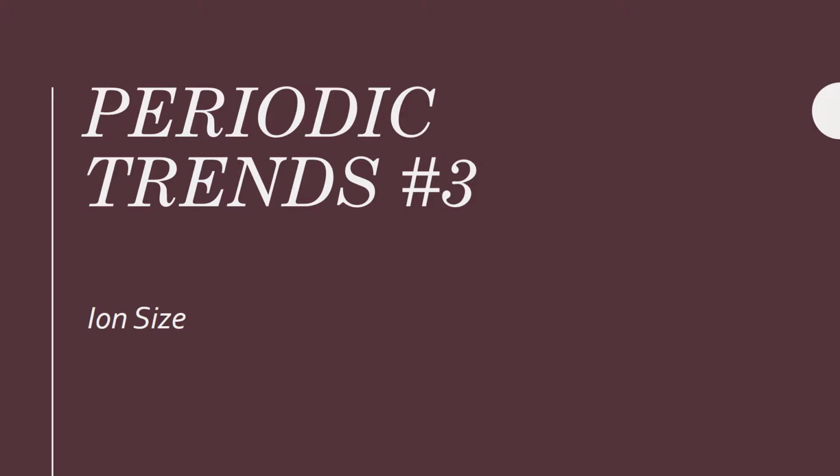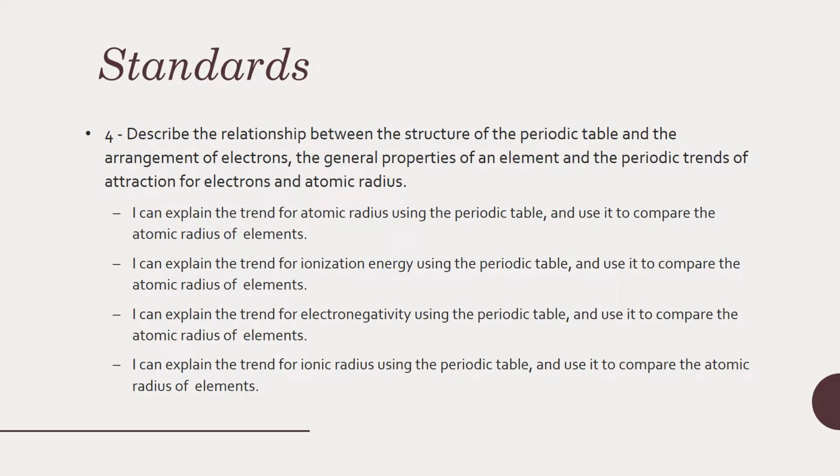All right, so now we're on to our third periodic trend. This is probably the weirdest one and the hardest one to get a handle on, so you might want to listen to this a couple times. We are dealing with ionic radius. We're doing this last one. I can explain the trend for ionic radius and use it to compare atoms.